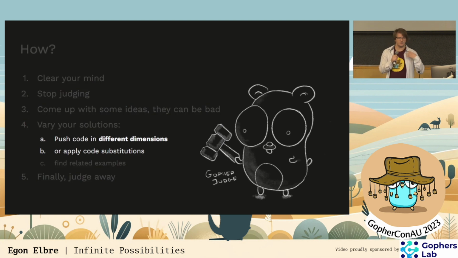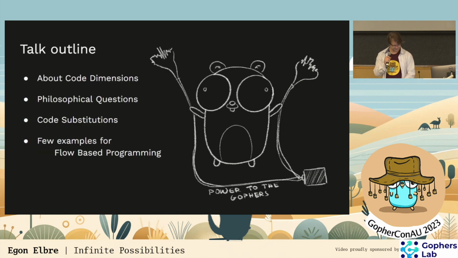And we're going to focus on these things. I'm not going to talk about judging or what's better, what's worse. I'm just going to talk about what you can do differently, right? So this is how it's structured. I'm going to talk first about what I mean by a code dimension, then a bunch of philosophical questions, and then I'll show some code substitution examples, and finally, how you would apply it in practice in designing a flow-based programming API that I never designed, right?